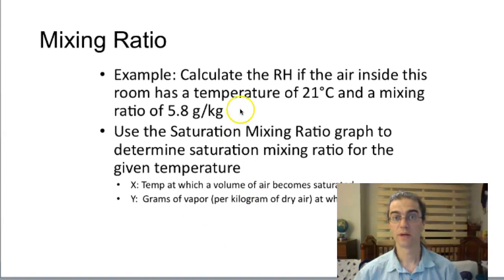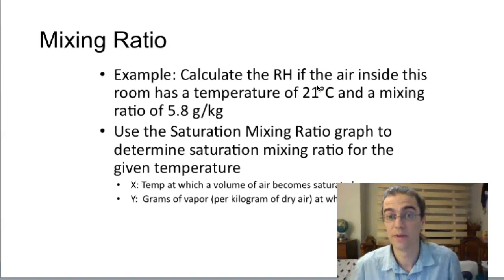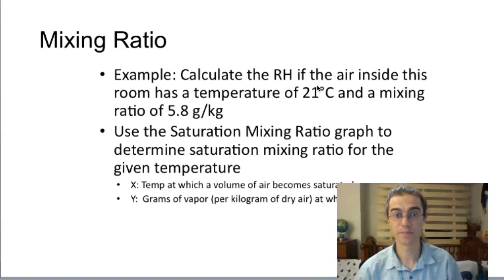So, for example, to calculate the relative humidity, if the air inside this room has a temperature of 21 degrees Celsius and a mixing ratio of 5.8 grams per kilogram. 21 degrees Celsius is a handy one because that's right about 70 degrees Fahrenheit. So we're all pretty familiar with a room temp around 21 degrees Celsius, if you're not super familiar with Celsius values.